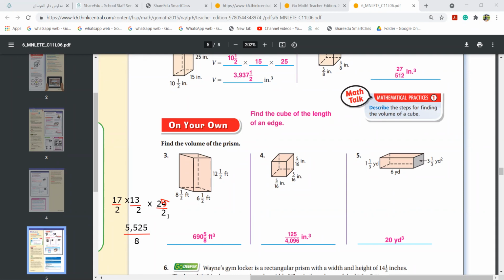But see, do the normal division. For example, I get 690.625. Miss, we divide 8 into 5,525, do it like this. If you do 5,525 and you divide by 8, you will get the same answer as it is here. Do it and check and tell me, Wateen and Malak.